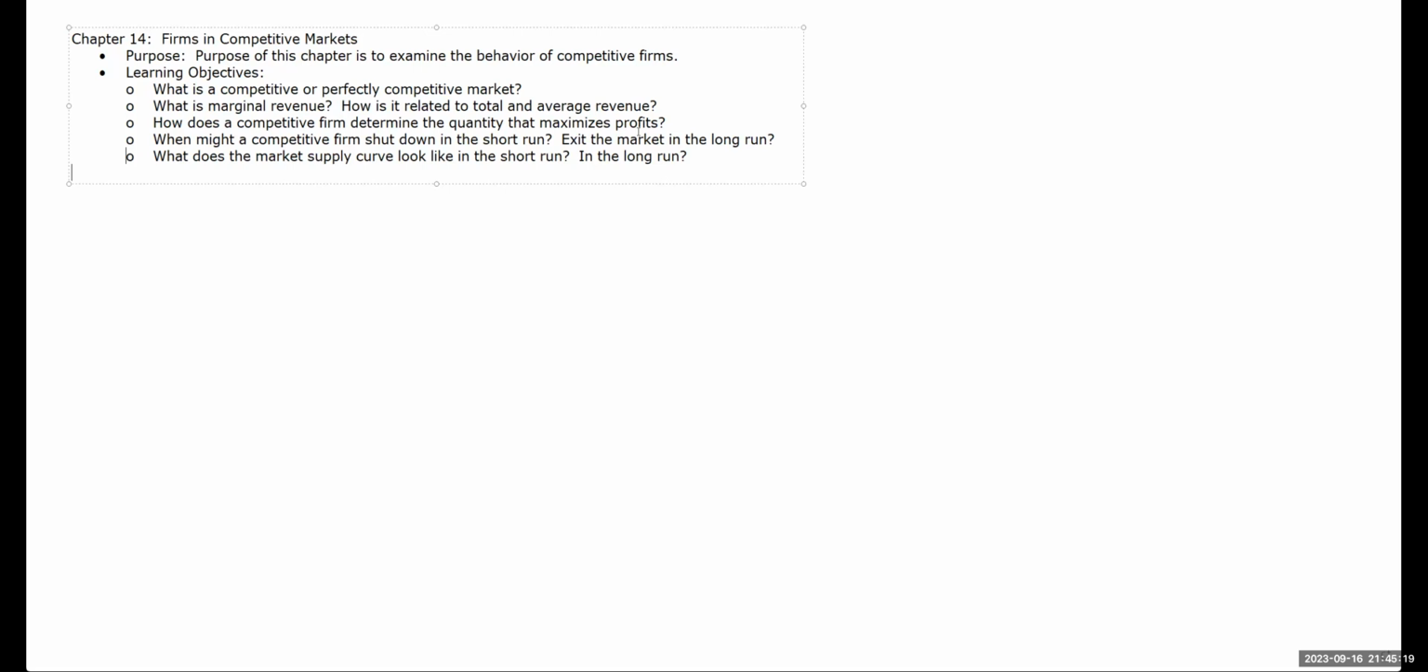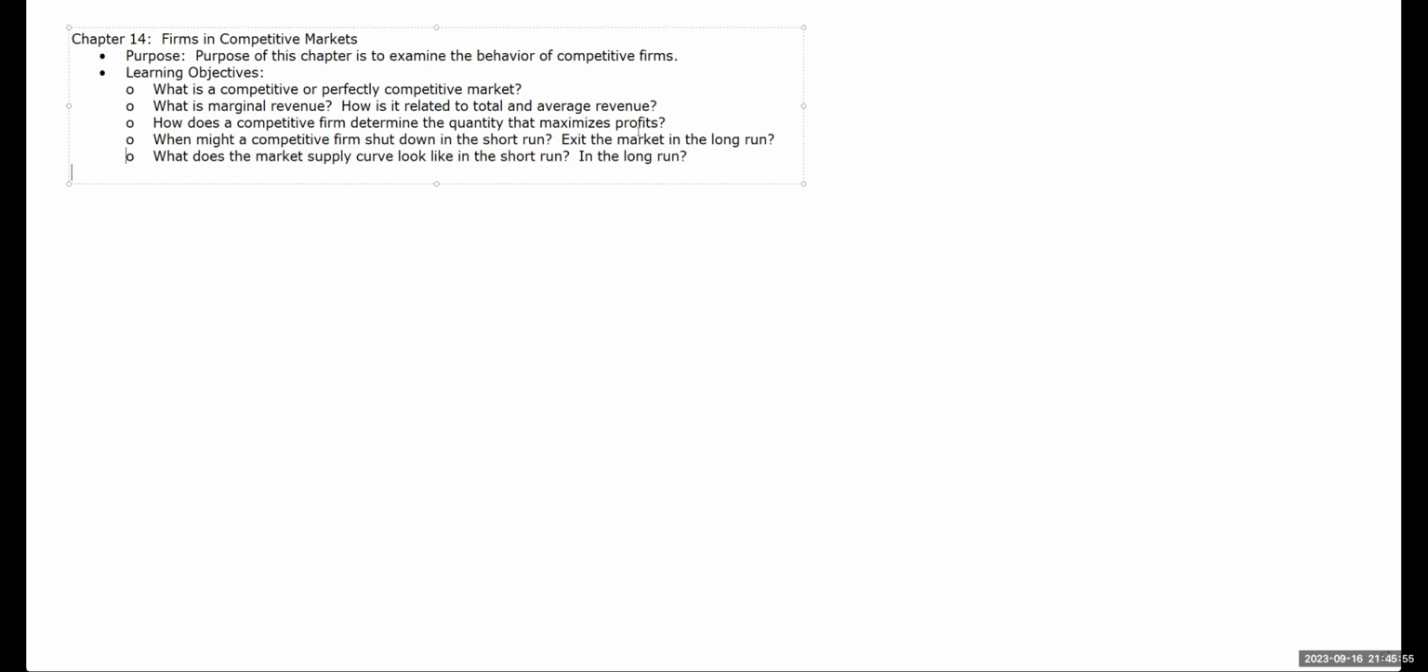The learning objectives for this chapter are to define what a competitive or perfectly competitive market is. I have to tell you what it is, under what assumptions does one exist. What is this thing called marginal revenue and how is it related to total revenue and average revenue? How does a competitive firm determine the quantity that maximizes profit? Basically, how does a firm decide to make the most money possible?